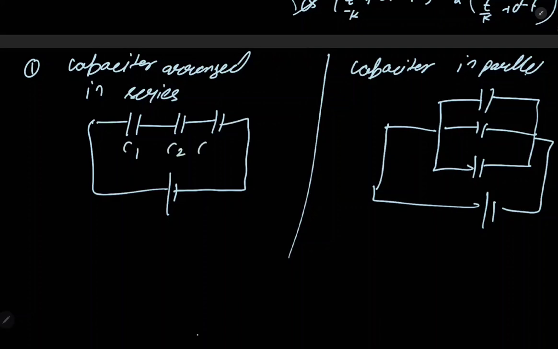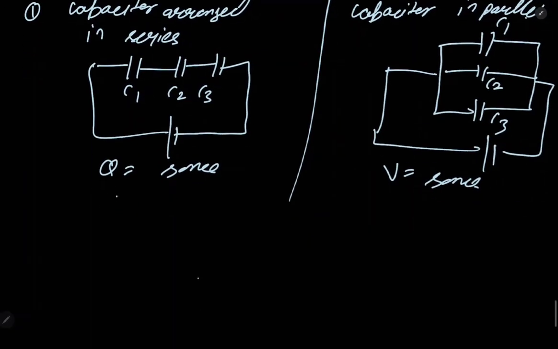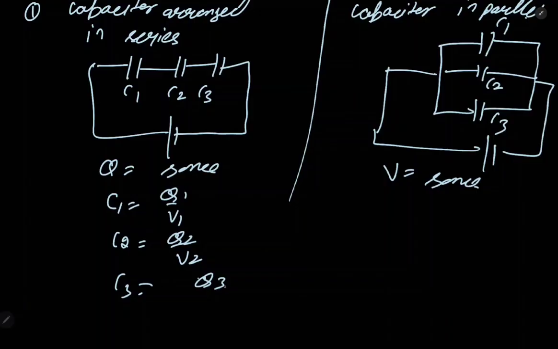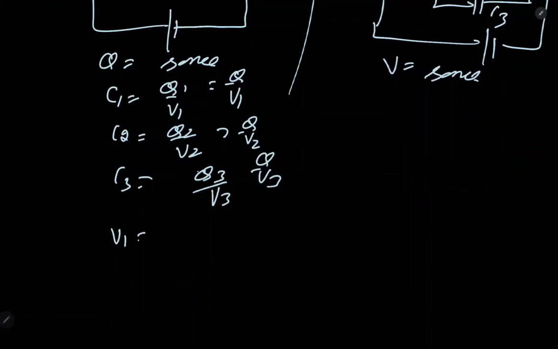This is my C1, this is my C2, this is C3, this is C1, this is C2, this is C3. Now in series Q remains the same. In parallel, we already know from resistance in our 10th class, V remains the same. So I'll write C1 as Q1 upon V1, C2 as Q2 upon V2, C3 as Q3 upon V3, right? But in case of series we know that charge remains the same. So I can write V1 is equal to Q upon C1, V2 is equal to Q upon C2, V3 is equal to Q upon C3.